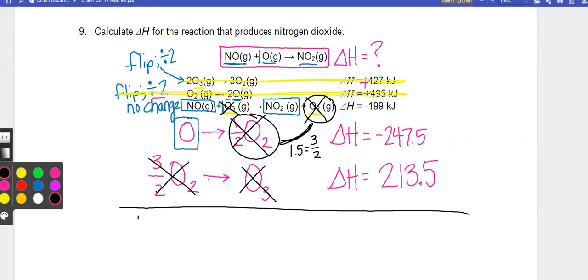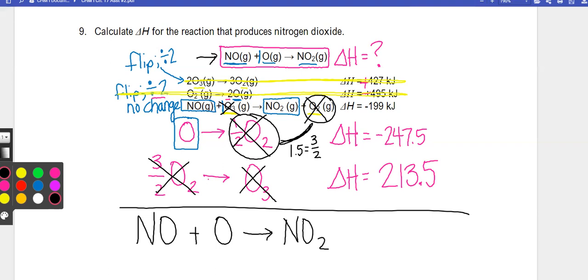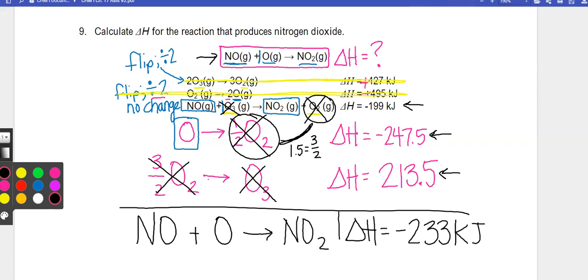Everything else is canceled. So we're left with the NO plus O to make NO2, which is what the overall reaction was, which is good. So then now, the whole reason why we're doing this is to add the numbers together. So you take the negative 199 plus negative 247 plus 213.5. And the answer is negative 233 kilojoules.